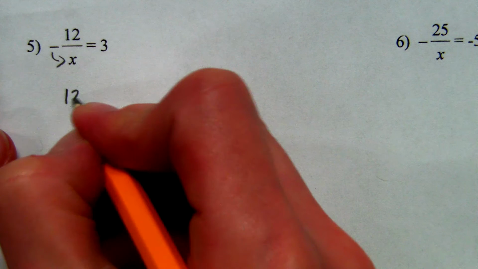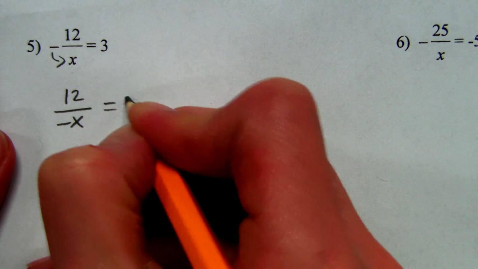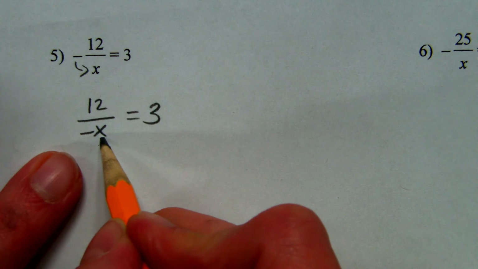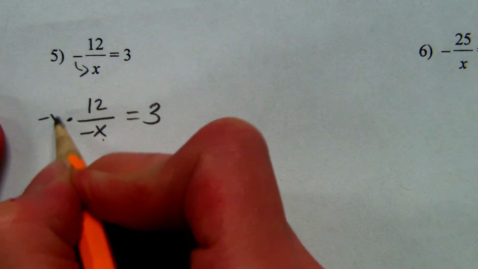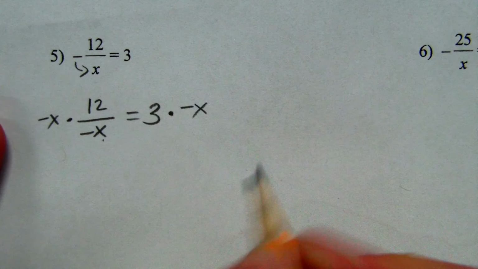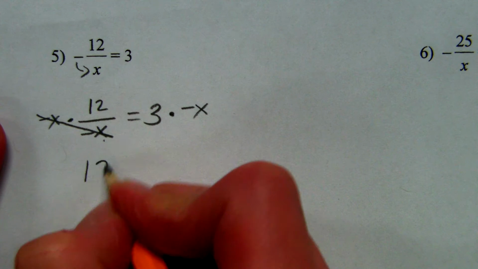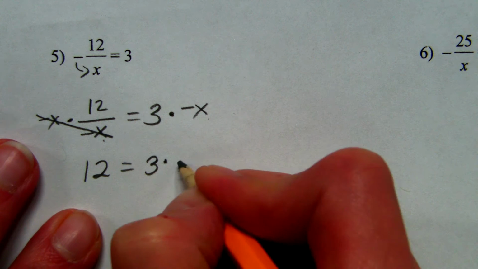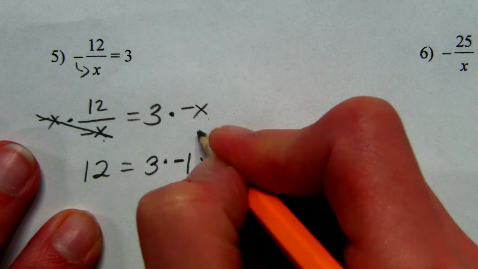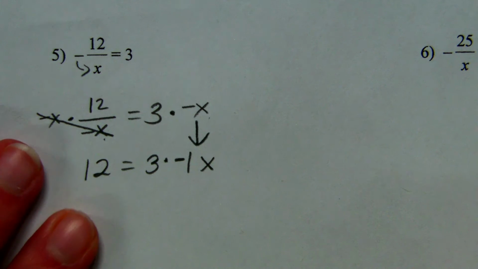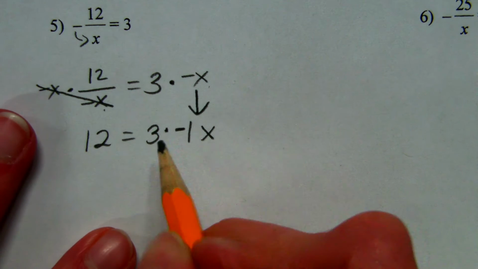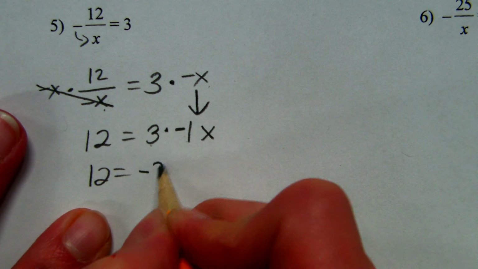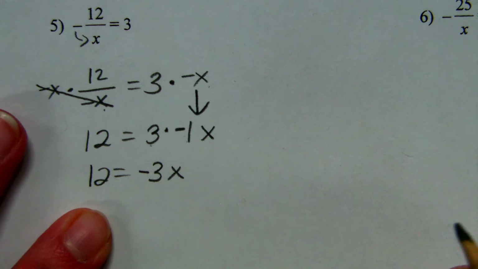All right, if we go down to number 5, there's a negative out here again, so we're going to put that with the x. So I'll have 12 over negative x equals 3. So we're going to multiply by the denominator to get rid of the fraction. So we're going to multiply by negative x and multiply by negative x. This gets rid of this, and I have 12. Now, negative x is the same thing as negative 1x. So we could write it that way. And then that makes it easy to do the multiplication. So 3 times negative 1 is negative 3, and then we have the x.